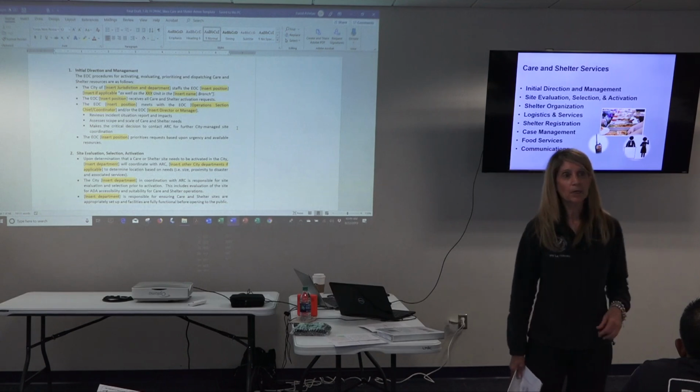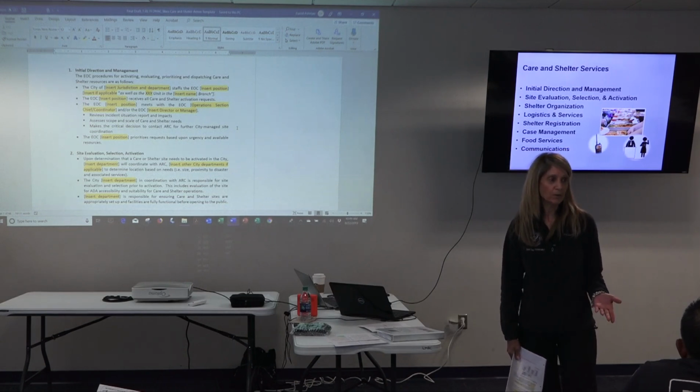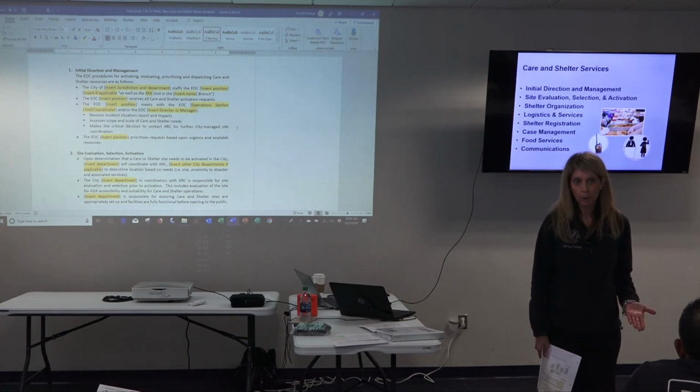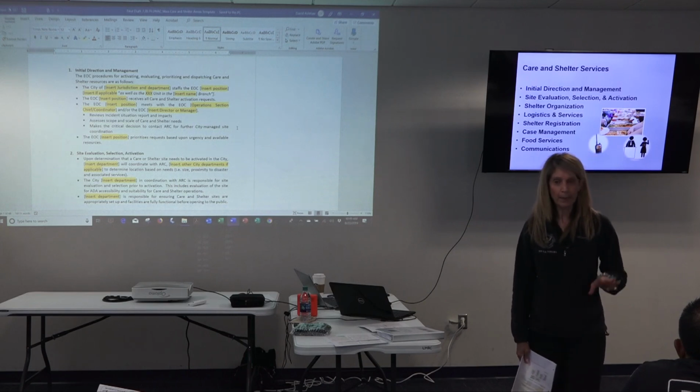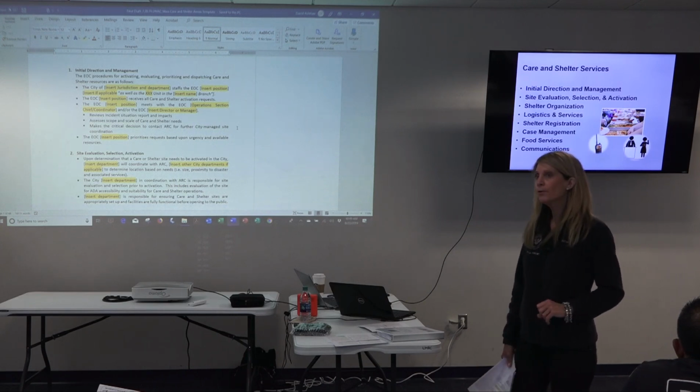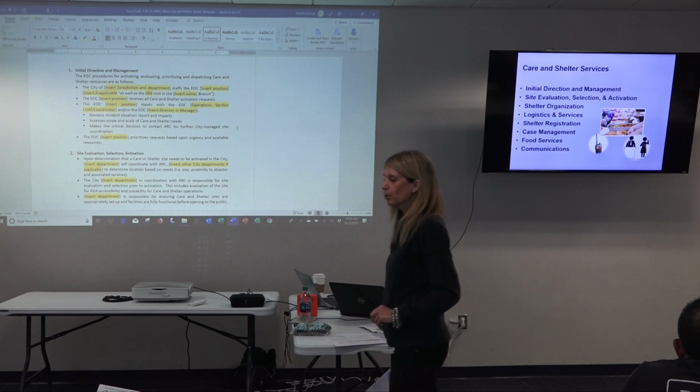But one of the things that you may have to do is activate a shelter, and let's say it's not 100% accessible at that point in time, doesn't meet all the ADA accessibility requirements.